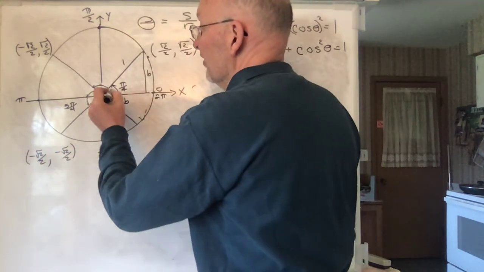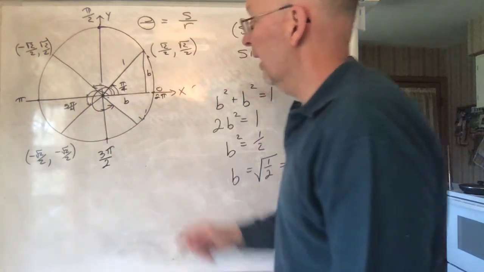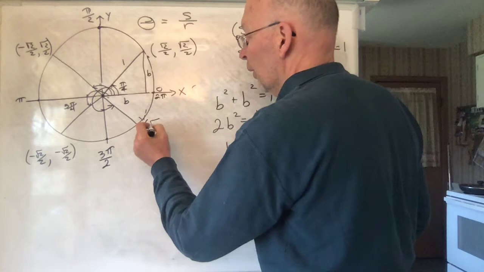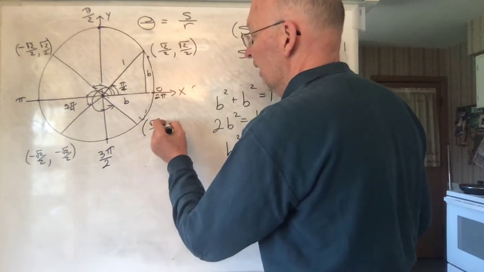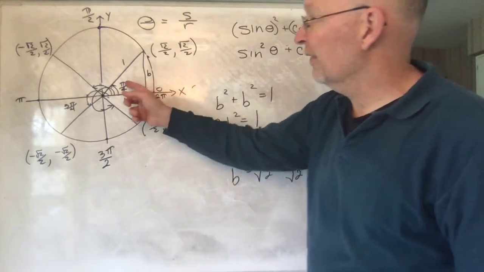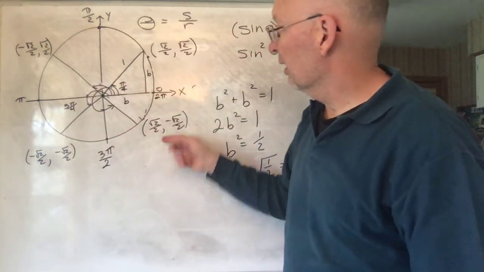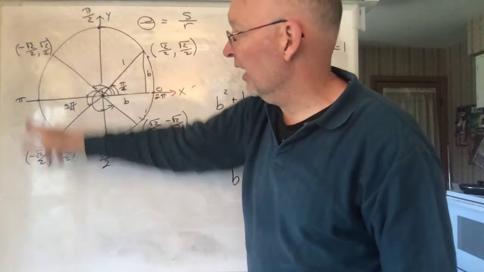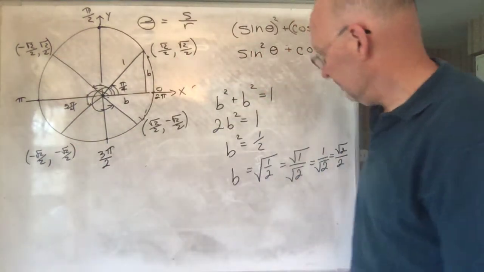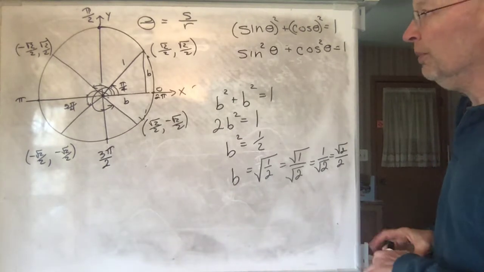That angle is going to be 7 pi over 4, and the coordinates of it are going to be what? Square root of 2 over 2 and negative square root of 2 over 2. So the sine and the cosine of these angles are listed there. The cosine is the x coordinate and the sine is the y coordinate. Okay? So that one we know.